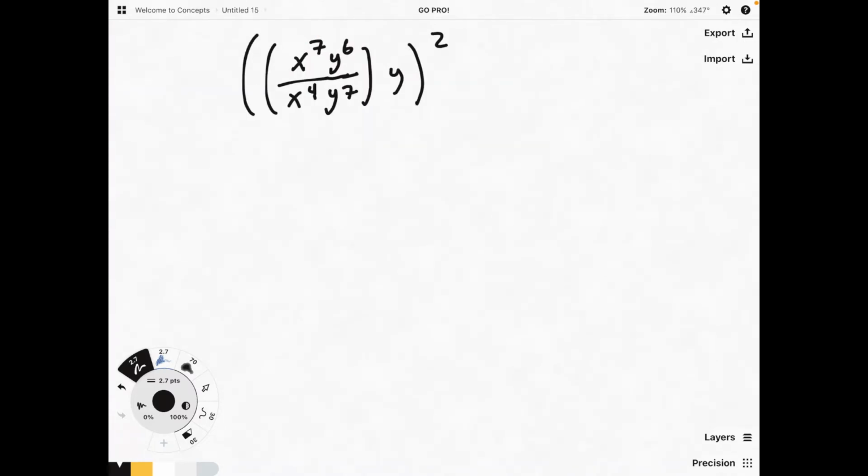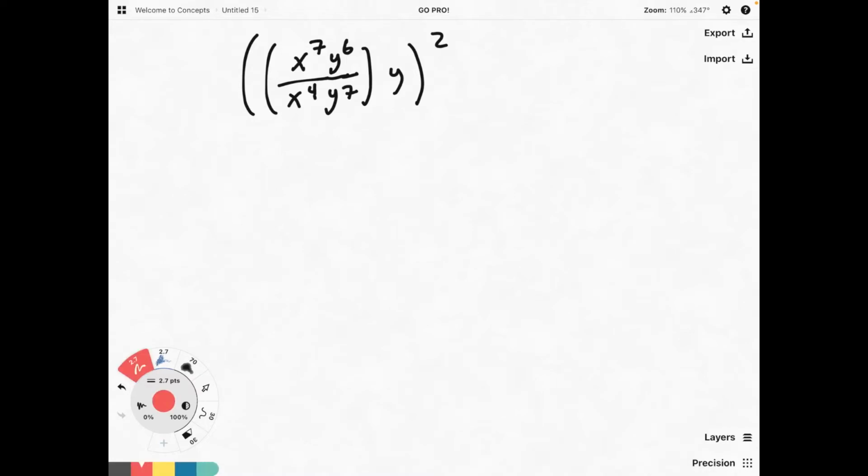Okay, so we have this problem that looks really complicated. However, if we follow our rules, we should be just fine. So we have x to the 7th multiplied by y to the 6th divided by x to the 4th multiplied by y to the 7th. Now that quantity is multiplied by y, and then that whole value is squared. We take these one step at a time.